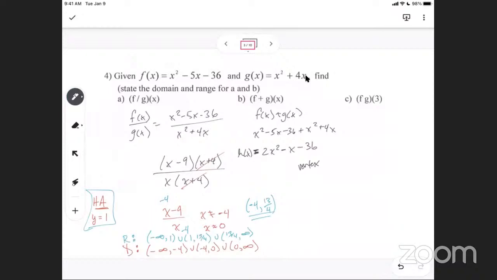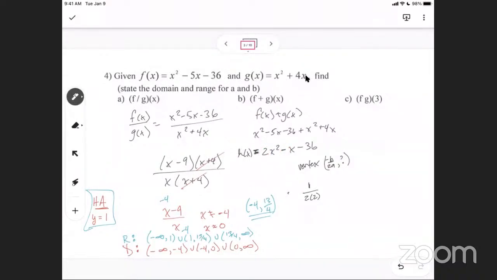It's -b over 2a is your x coordinate. And then you just plug that in to find your y coordinate. Oh, okay. So the opposite of b over 2a. A is 2. You understand where I'm getting these from? Here's your b, here's your a.